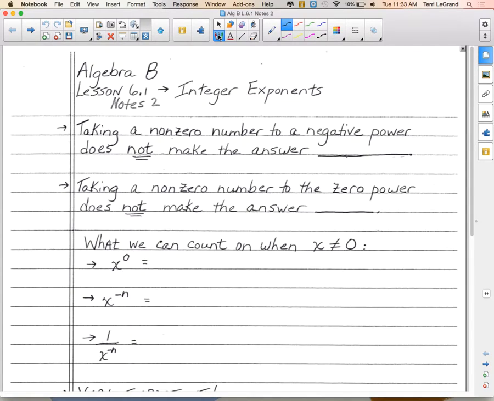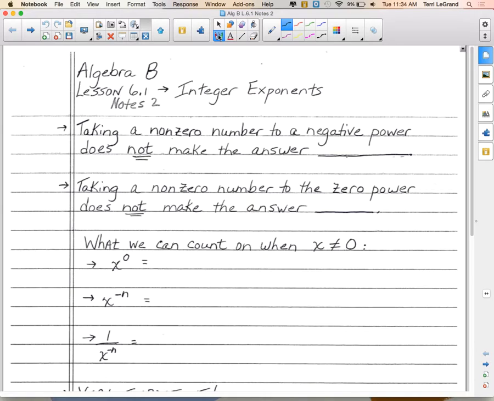So as we move on in lesson 6.1, or really start where the book starts, we're going to start dealing with integer exponents. When we talk about integer exponents, we already know how to work with counting number ones. We know how to take something to the second power, to the 10th power. We know what to do with all of those.